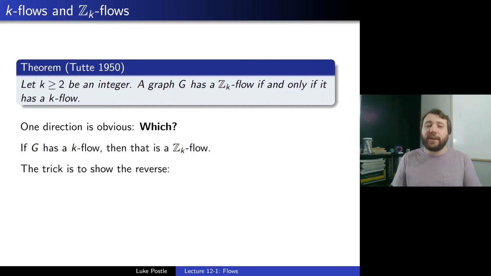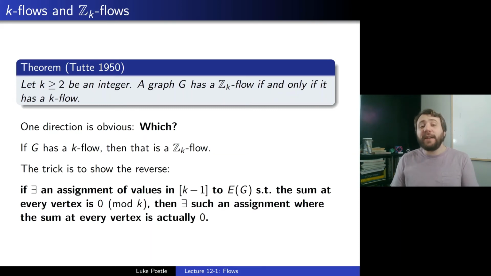The other direction, though, is the problem. We have to show the reverse. So namely, we have to show that if there's an assignment of values in k minus 1 to the edges, here I'm directing, and of course you have the negatives in the other, such that the sum at every vertex is 0 mod k, as in that first picture, then I have to show there is such an assignment where the sum at every vertex is actually 0. So the picture from the left side, I started with Z3 flow, but at some vertices it had multiples of 3, positives and negative. If only we could turn that somehow into 0 everywhere.